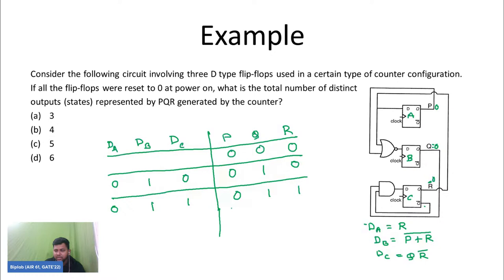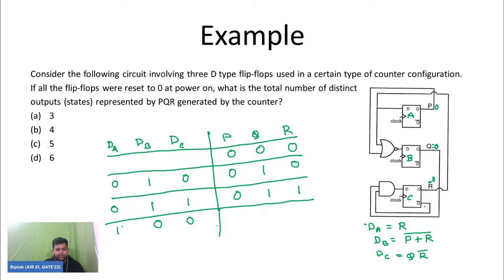Now the next input: DA is equal to R, which is 1. What will be DB? That is P plus R, which is 1, and the complement is 0. And Q into R bar will result in 0: Q is 1, and R is 1, so R bar is 0.